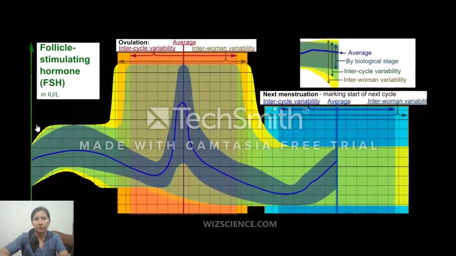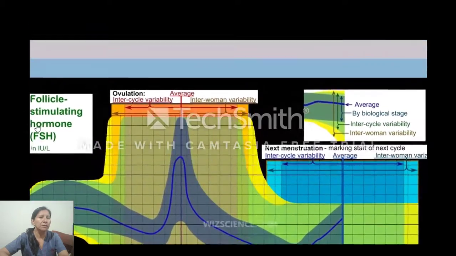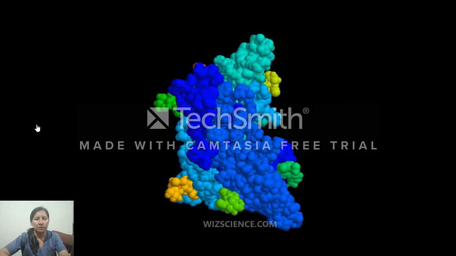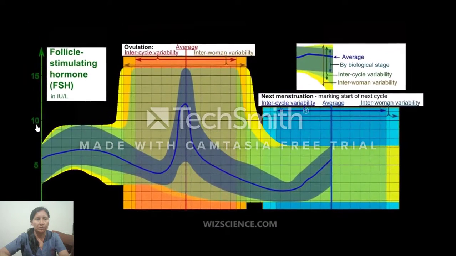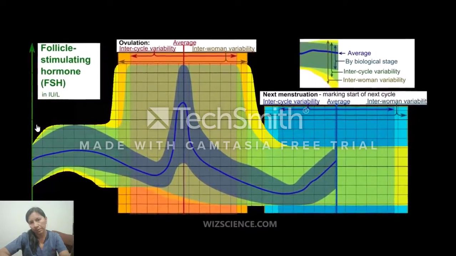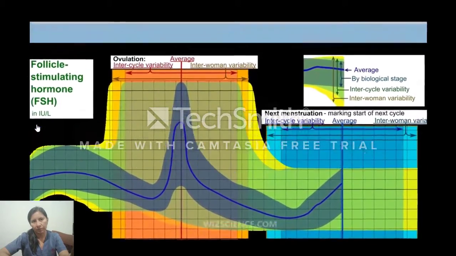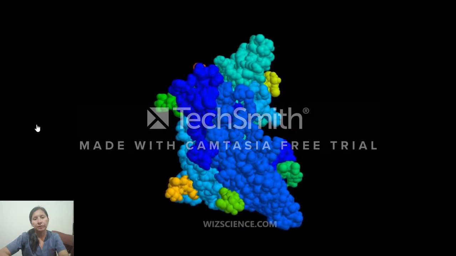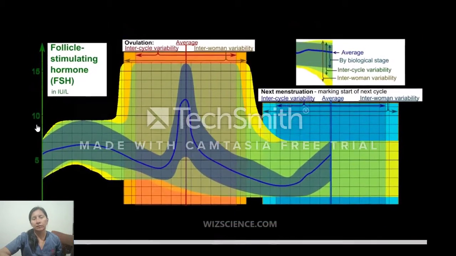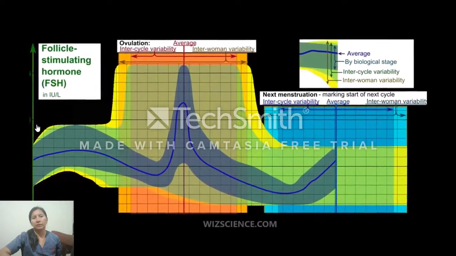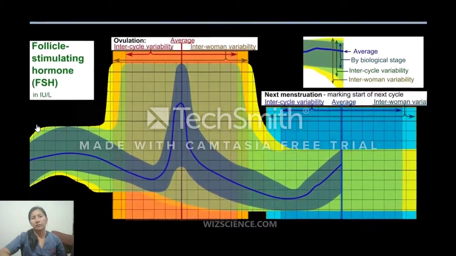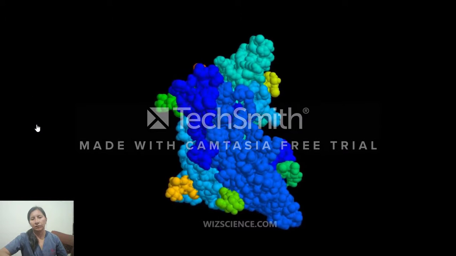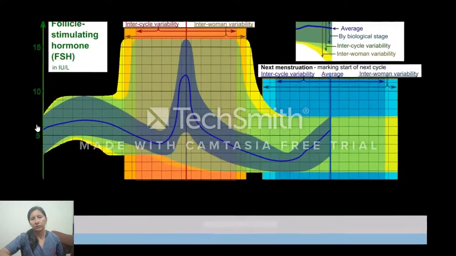FSH is a 35.5 kDa glycoprotein heterodimer consisting of two polypeptide units, alpha and beta. Its structure is similar to those of luteinizing hormone, thyroid-stimulating hormone, and human chorionic gonadotropin. The alpha subunits of the glycoproteins LH, FSH, TSH, and HCG are virtually identical and consist of about 96 amino acids, while the beta subunits vary. Both subunits are required for biological activity.